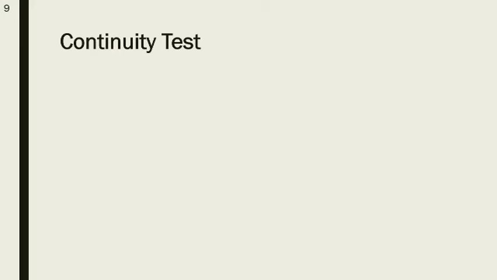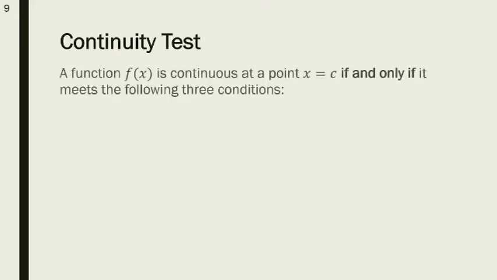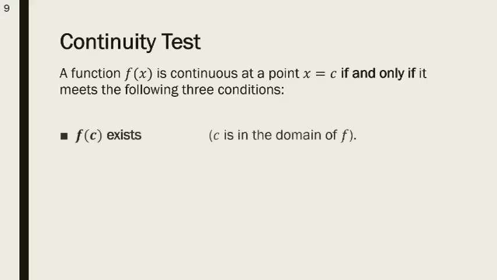To know that a given function is continuous, we're going to use the continuity test. A function f of x is continuous at a point x is equal to c if and only if it meets the following three conditions. Number one, the function value f of c exists, meaning that c is in the domain of f, or f of c is defined.